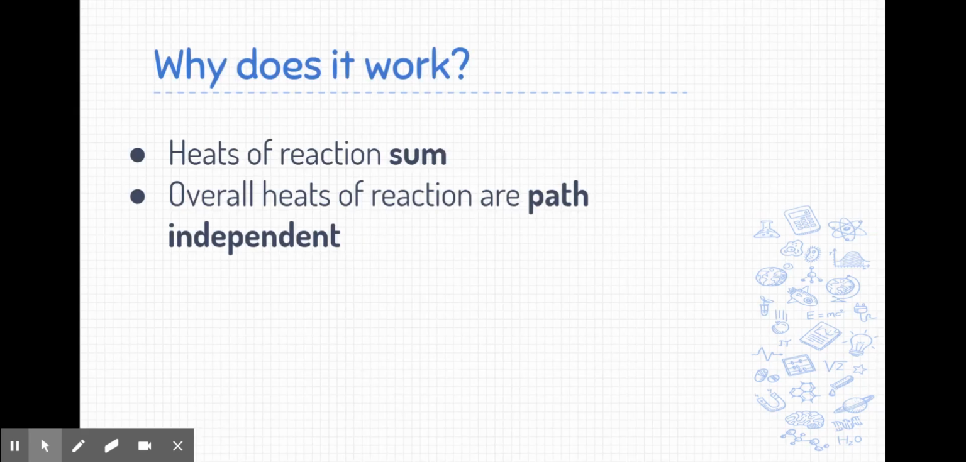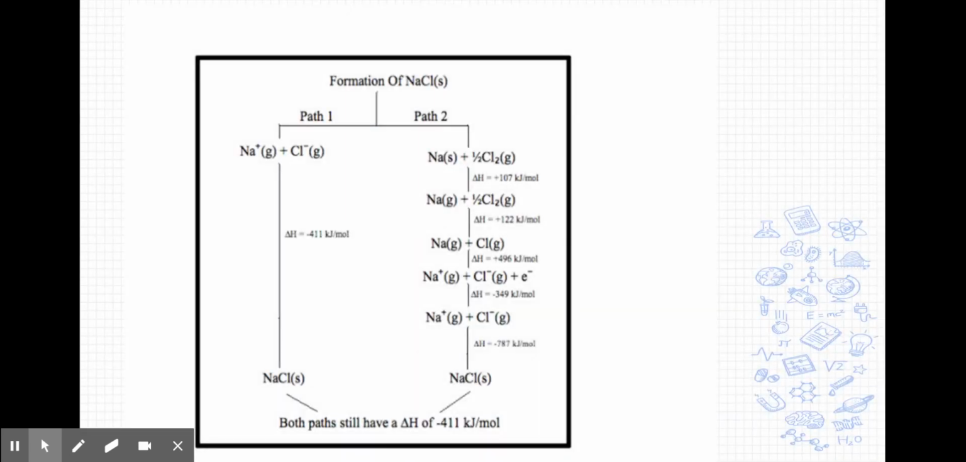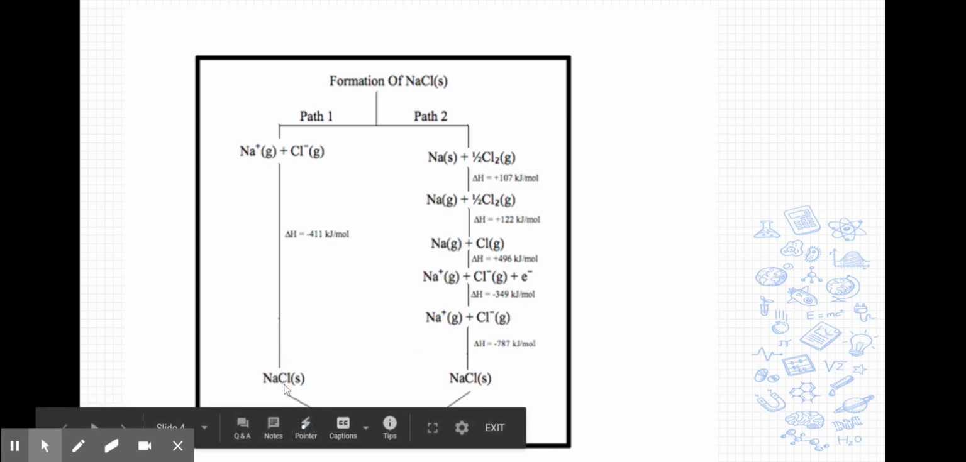The theory behind Hess's law and the reason why it works is that, first of all, heats of reaction sum. And second, the heat of reaction for an overall reaction is path independent. So let's look at a visual here to see what I mean. Here's two ways to form sodium chloride. One path is a one-step reaction. Sodium ions and chloride ions combine in the gas state, releasing 411 kilojoules to produce sodium chloride.